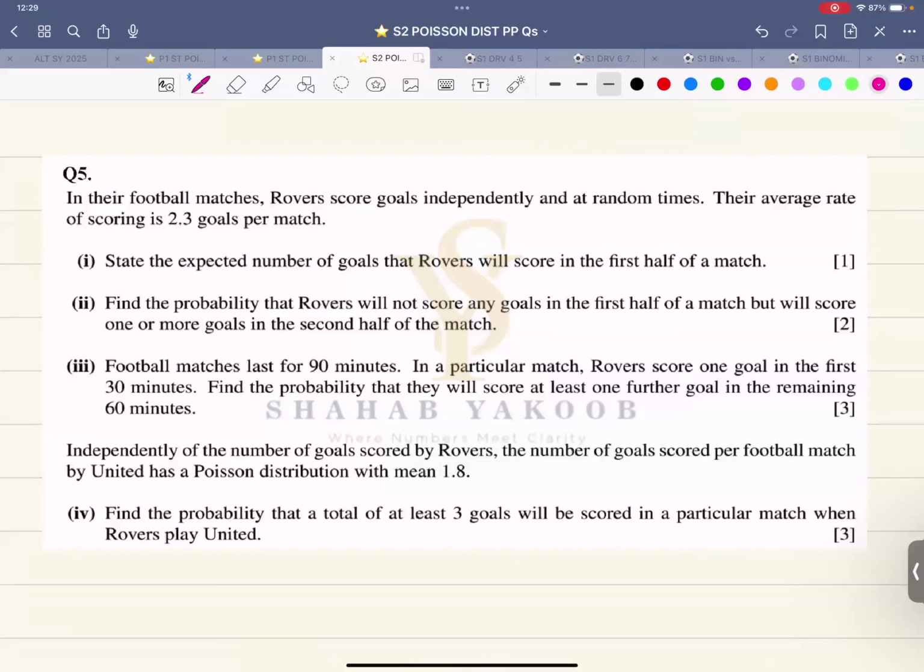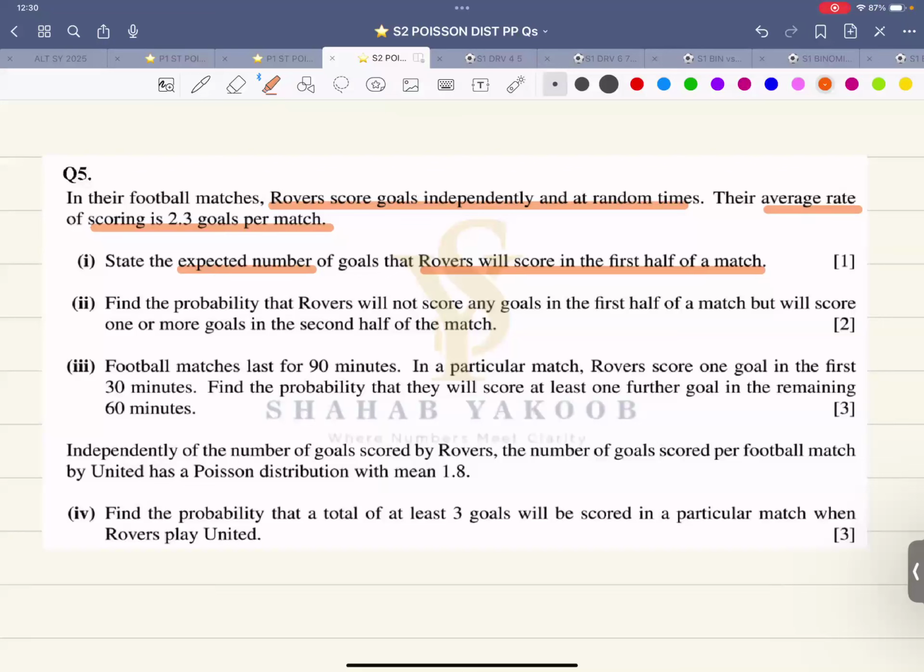Now, this is question number 5. Okay, let's move on. So question number 5, it says, in their football matches, let me start underlining. In their football matches, there are 2 teams. They are talking about the first one, Rovers, who score goals independently and at random times. The average rate of scoring is 2.3 goals per match. State the expected number of goals that Rovers will score in the first half of a match.